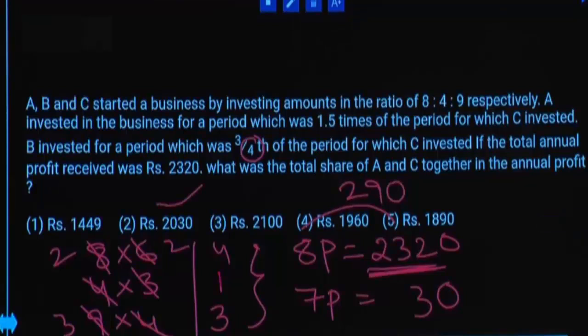Or else you can subtract 290 from 2320. 8 parts minus 1 part is 7 parts. Don't multiply 7 with 290. If you want to multiply, verify last digit. Otherwise, 8 parts minus 1 part. 1 part is 290, we already got it.